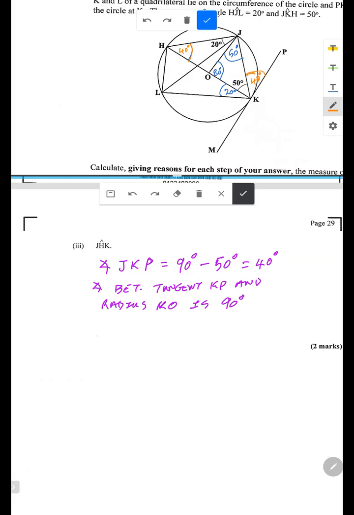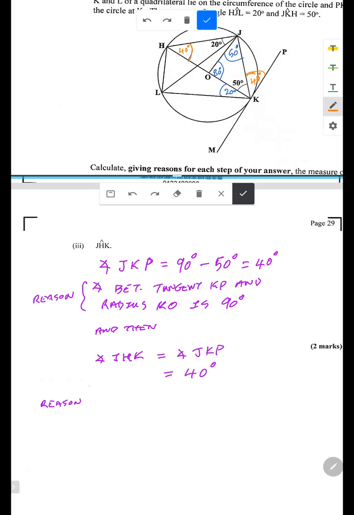And then the angle that we want now, angle JHK, is equal to the angle that we just found, which is JKP, which is 40 degrees that we just calculated. The reason for that is the tangent and chord rule now. So this right here is the reason for this part. And now we're doing the reason down here again. Second reason for this part now.